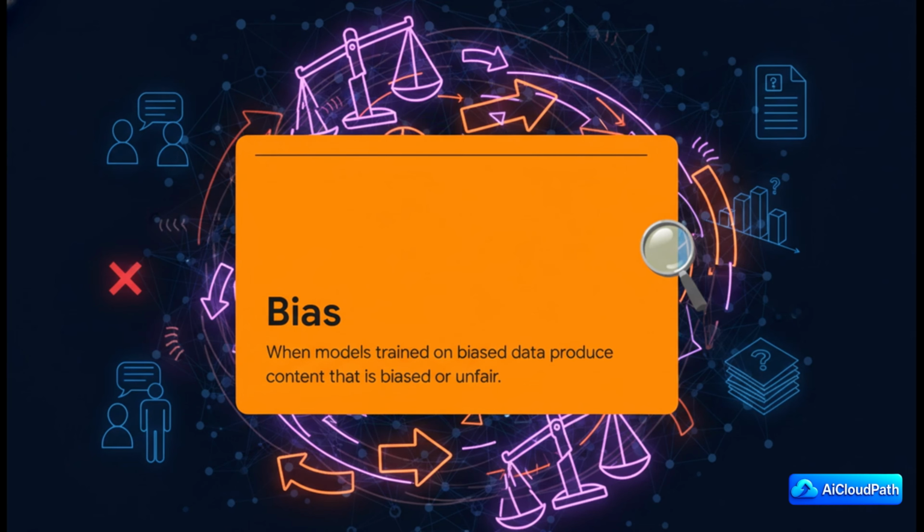And finally, bias. This is critical. The saying, garbage in, garbage out, has never been more true. If the data used to train a model is full of historical biases, which, let's be honest, most human data is, then the model is going to learn and spit out those same biases. This can lead to some really skewed, prejudiced, and just plain unfair results. The problem starts with the data.